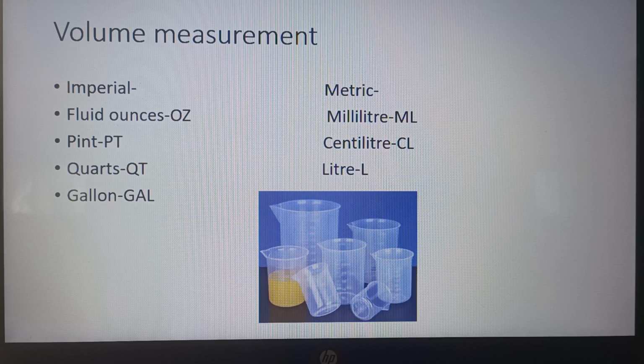Volume measurement. Imperial, we have fluid ounces, pints, quarts and gallons. In metric, we have milliliters, centiliters and liters. Centiliters doesn't really get used, so I'm going to leave that out of this video.